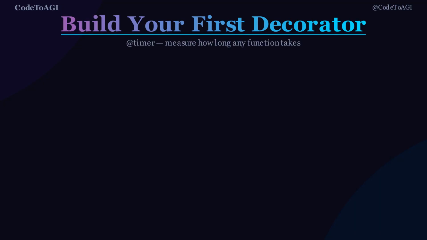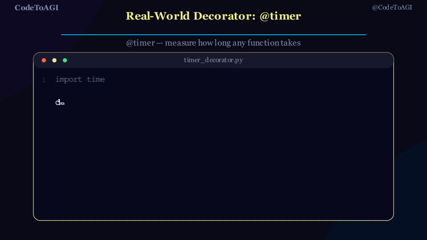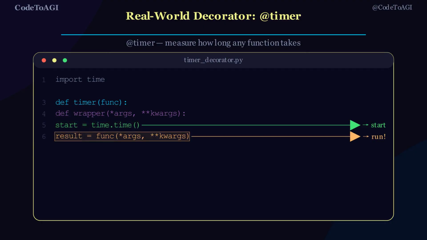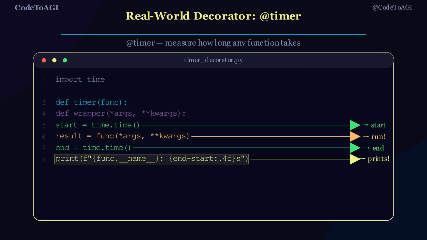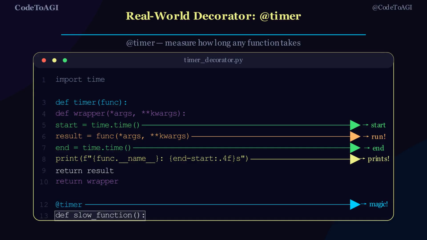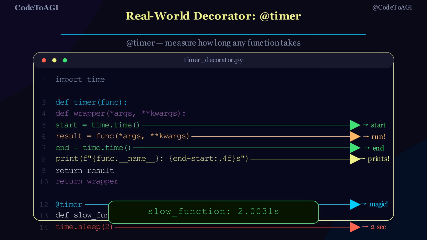Let's build our first real decorator, @timer. It measures exactly how long any function takes to run. The outer function is called timer and receives func. Inside, we define wrapper with *args and **kwargs, so it accepts any arguments. We call time.time before and after func runs. We print the function name and the elapsed time. Then we return the result. Now we write @timer above any function we want to measure. Call slow_function. Python automatically prints slow_function: 2.0031 seconds. You can drop @timer on any function in your entire codebase, with 0 changes to the function itself. That is the power of decorators.